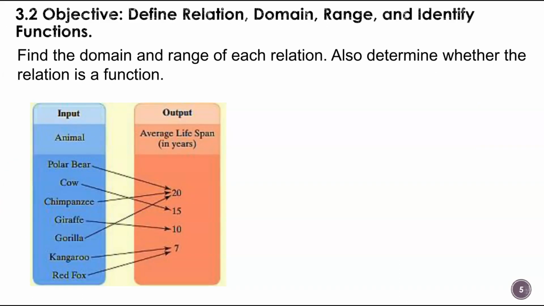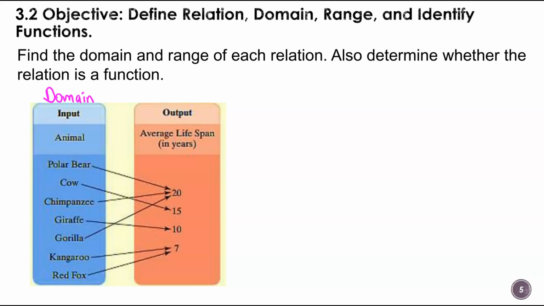Okay. On this next one, you'll notice that we're pairing an animal with a lifespan, and these also represent an ordered pair, right? A polar bear has a 20-year lifespan. Now, I'm going to be a little lazy on this one. I'm going to call my input, the input's domain. So my domain is polar bear, cow, chimpanzee, giraffe, gorilla, kangaroo, red fox.